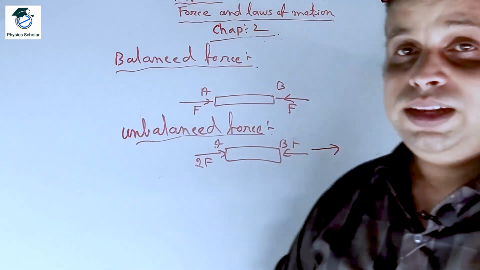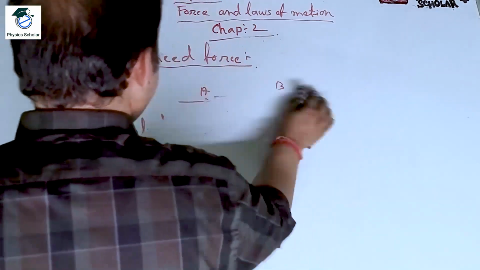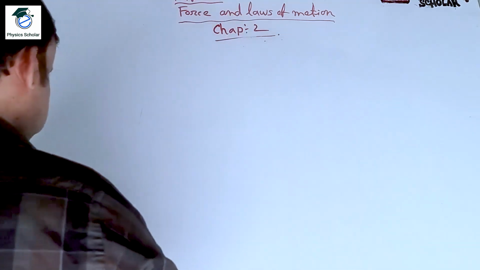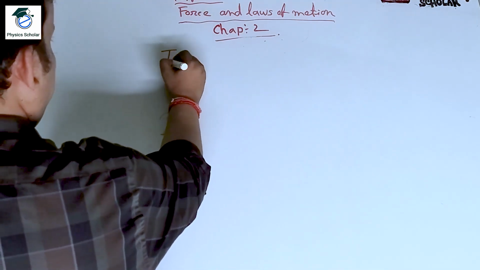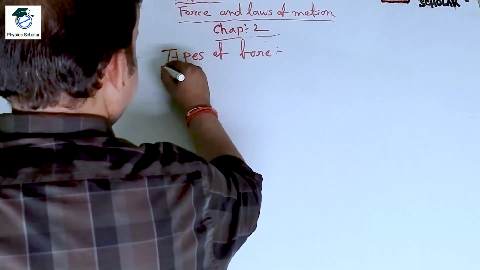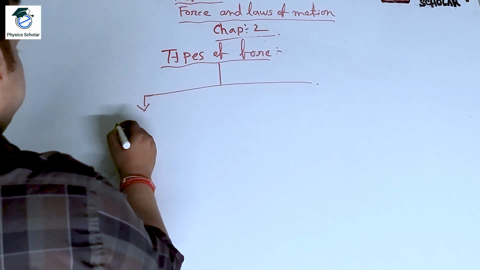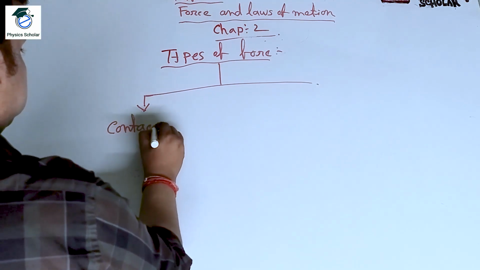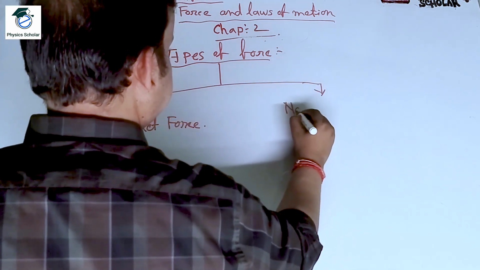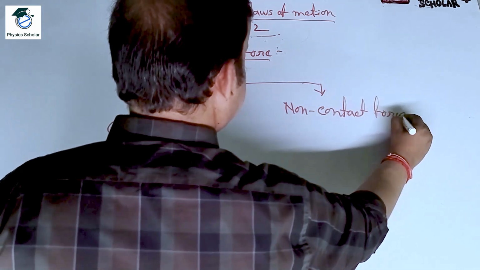Now, how many types of forces are there? And then I will teach you the unit of force and their definition, in CGS and SI system. So the types of force: there are basically two types of forces. One is known as the contact force, another one is known as the non-contact force. By the name you can understand, very easy.